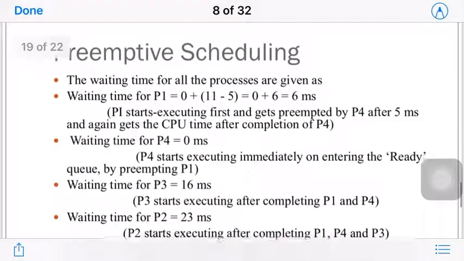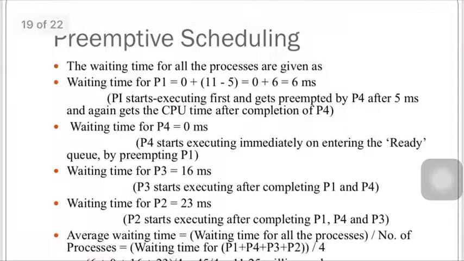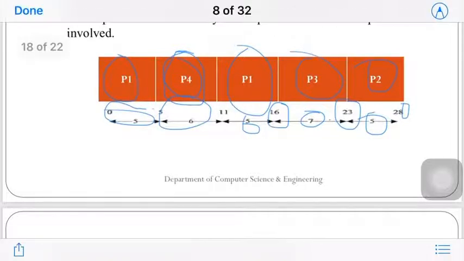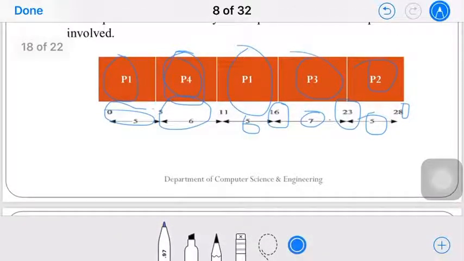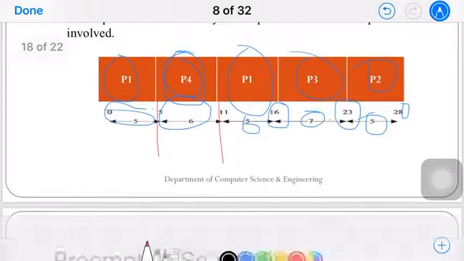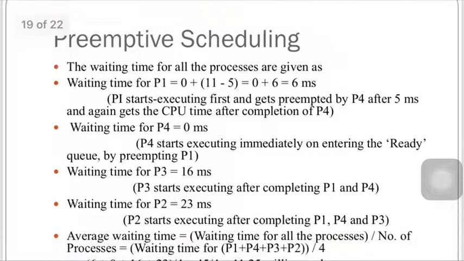So the waiting times for all the processes are as follows. Waiting time for P1: initially P1 got direct access, right? But it has to wait while P4 executes. So how much time has it waited? 6 milliseconds.